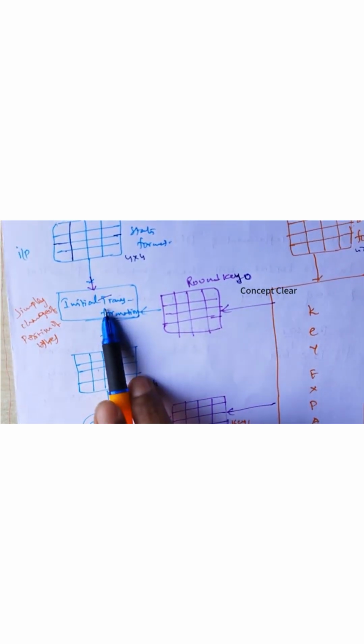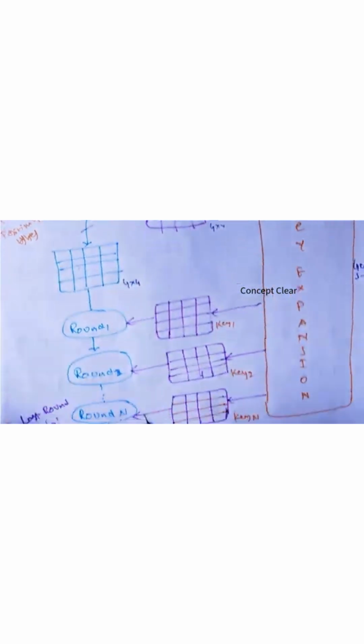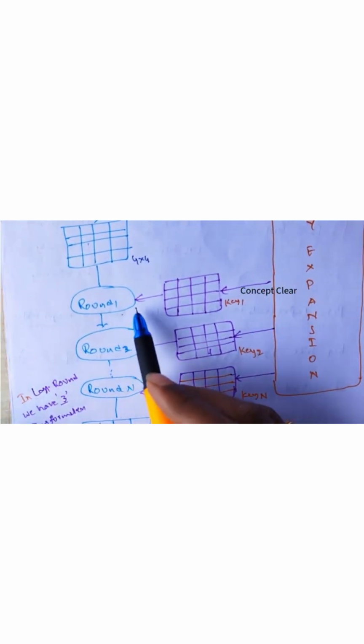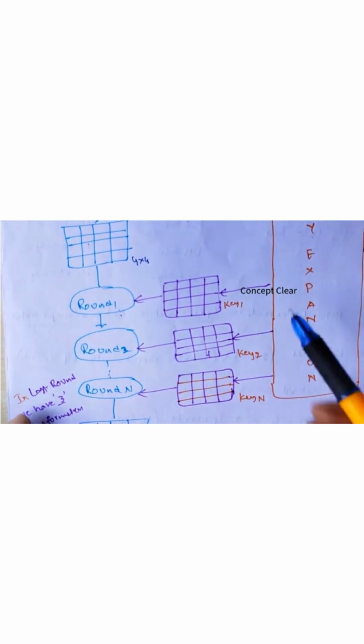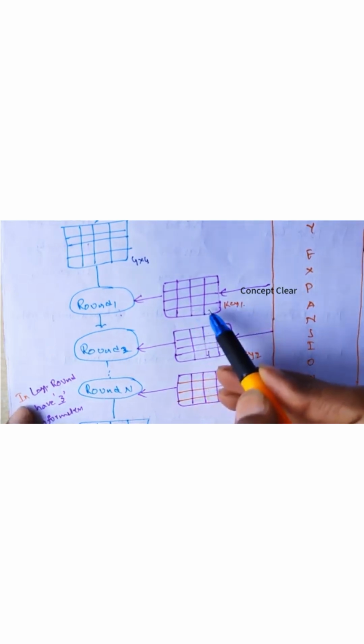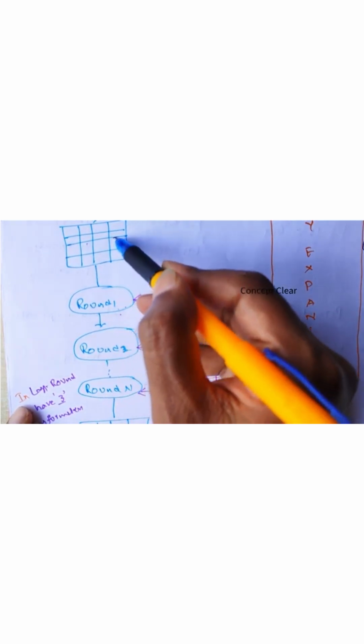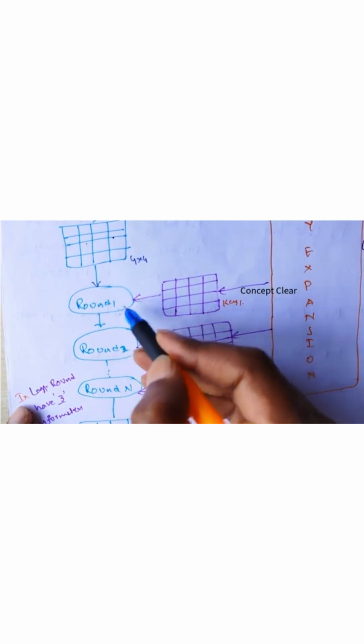At the time of the initial transformation, the key expansion generates round key 0. Round key 0 is also 4 into 4, and using this round key 0, the initial transformation is performed with the plain text. The result, again 4 into 4, goes to the round 1 operation. At round 1, the key expansion generates key 1, which is applied to the round 1 operation along with the previous output data.